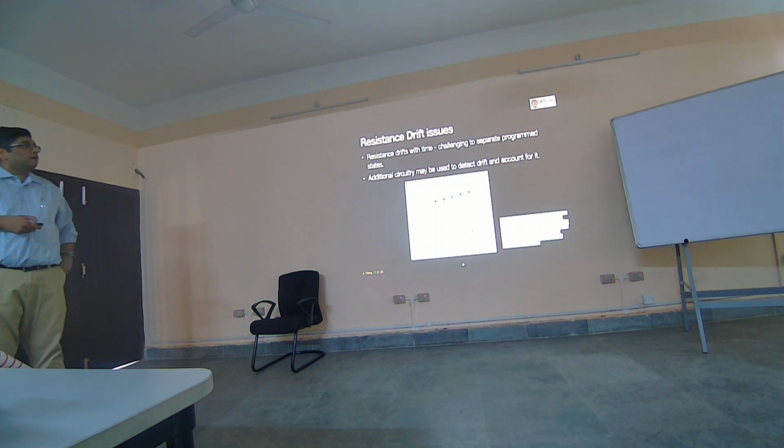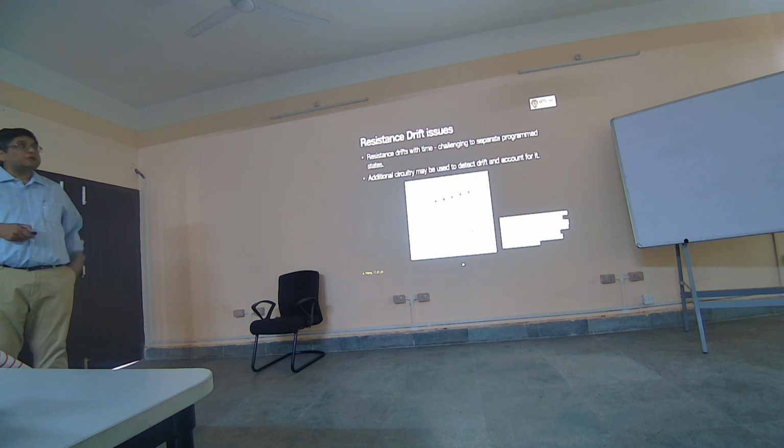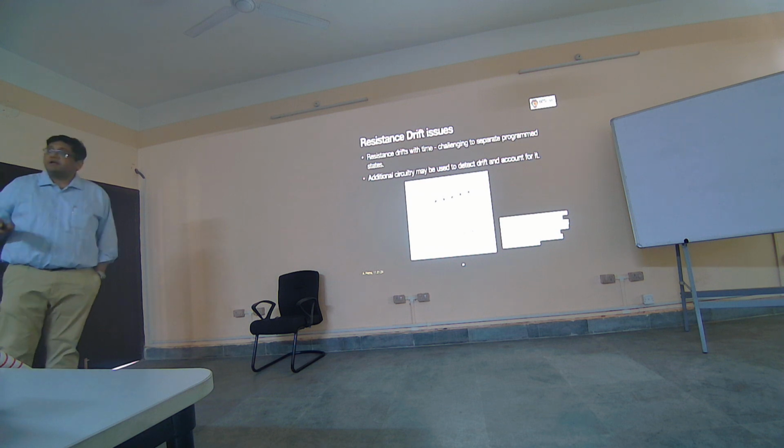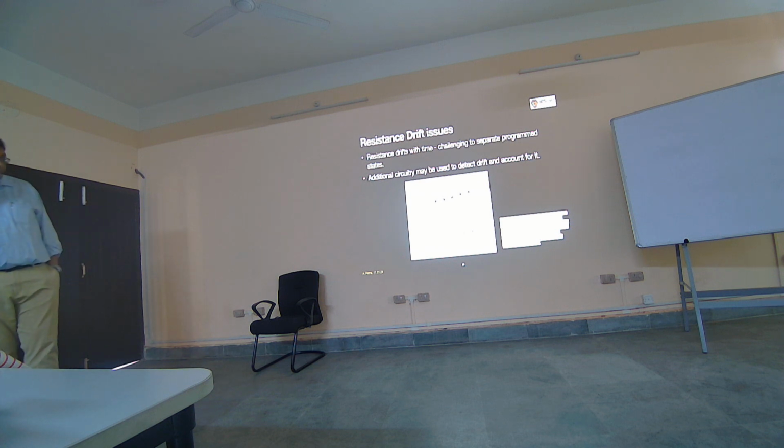So as I said, the big problem with this device is that resistance drifts with time. Suppose I had two states around this resistance, one state can morph into another state. Therefore this limits the number of states you can actually have in a phase change memory device. Obviously you can add additional circuitry and detect this, but that requires more area and more cost.